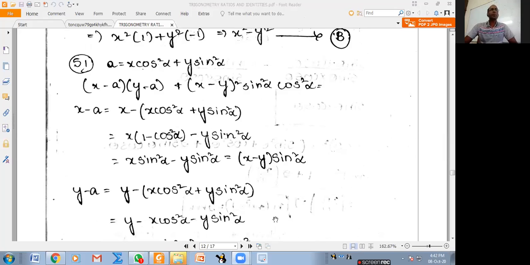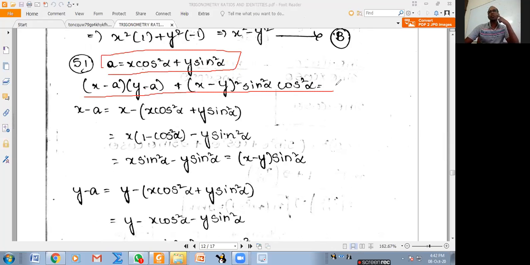Coming to 51, a is equal to x cos square alpha plus y sin square alpha is given in the question. They want us to prove this is equal to something. You start with the x minus a into y minus a into this. Basically, wherever a is there, I'll just substitute x cos square alpha plus y sin square alpha, nothing else.